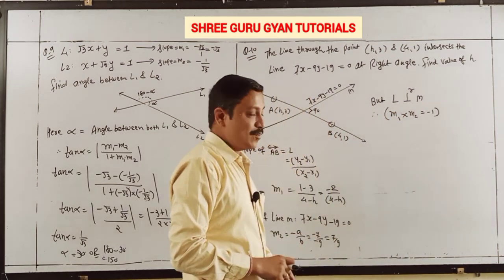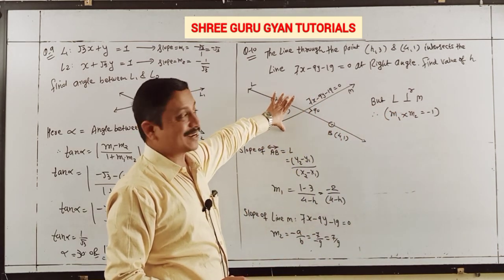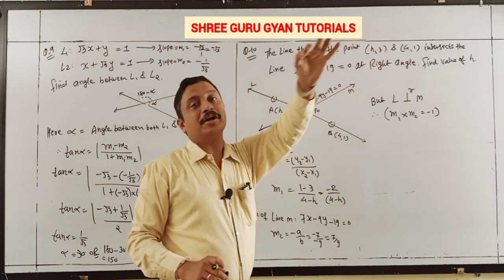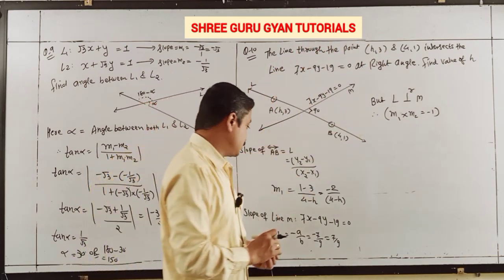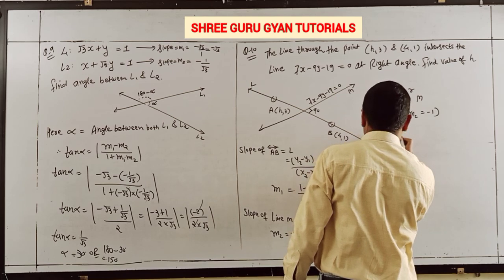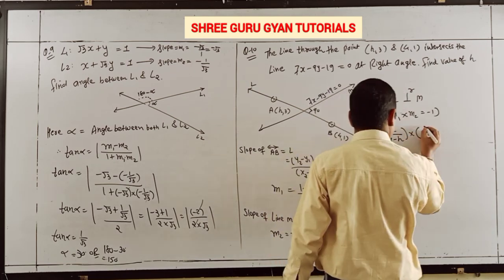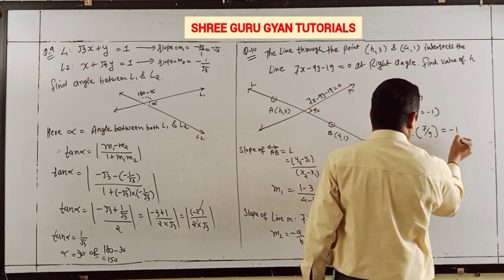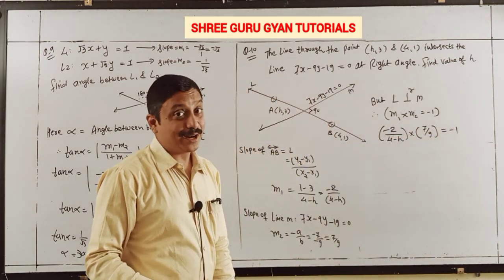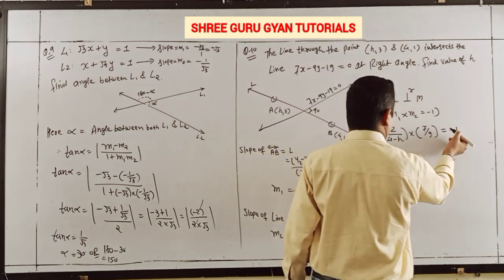Correct, no? Both are perpendicular to each other. Given that, they intersect at a right angle. So m1 times m2 is minus 1. What is m1? Minus 2 by 4 minus h. m2 is 7 by 9, and the product is minus 1. Now calculate. Minus minus cancels out.